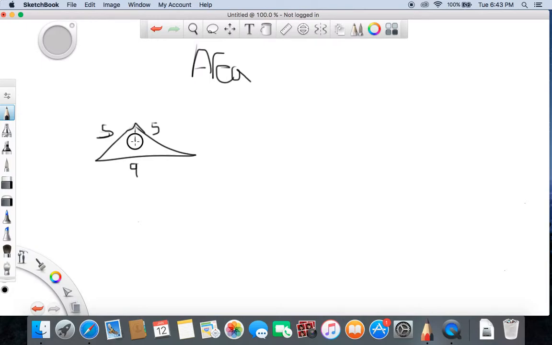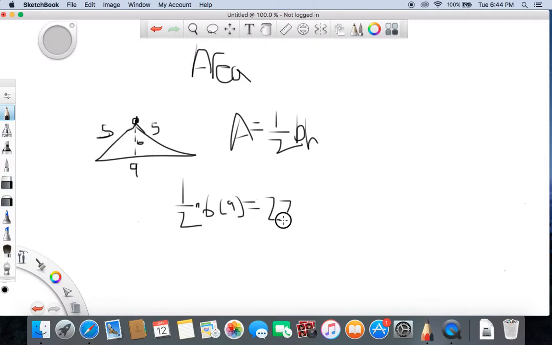And let's say I gave you a height of 6. The formula is area equals half of the base times the height. So basically the height would be 6, because that's from the base, the longest side, to the very tippy top. So that would be half of 6 times 9, which is 54 divided by 2, which is 27. So the area would be 27 units squared.